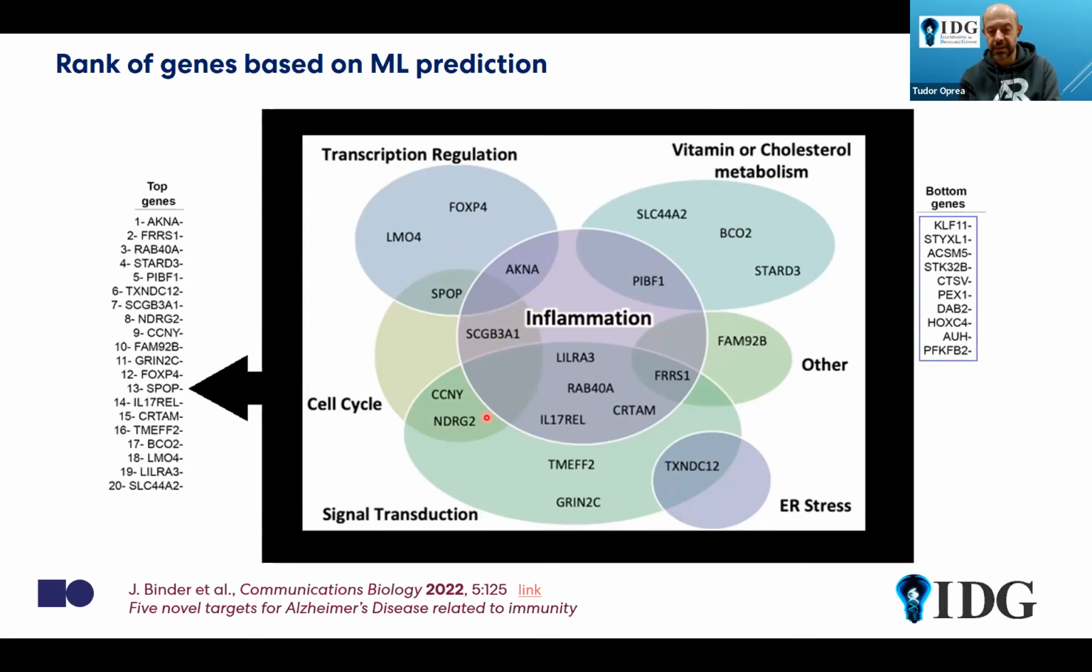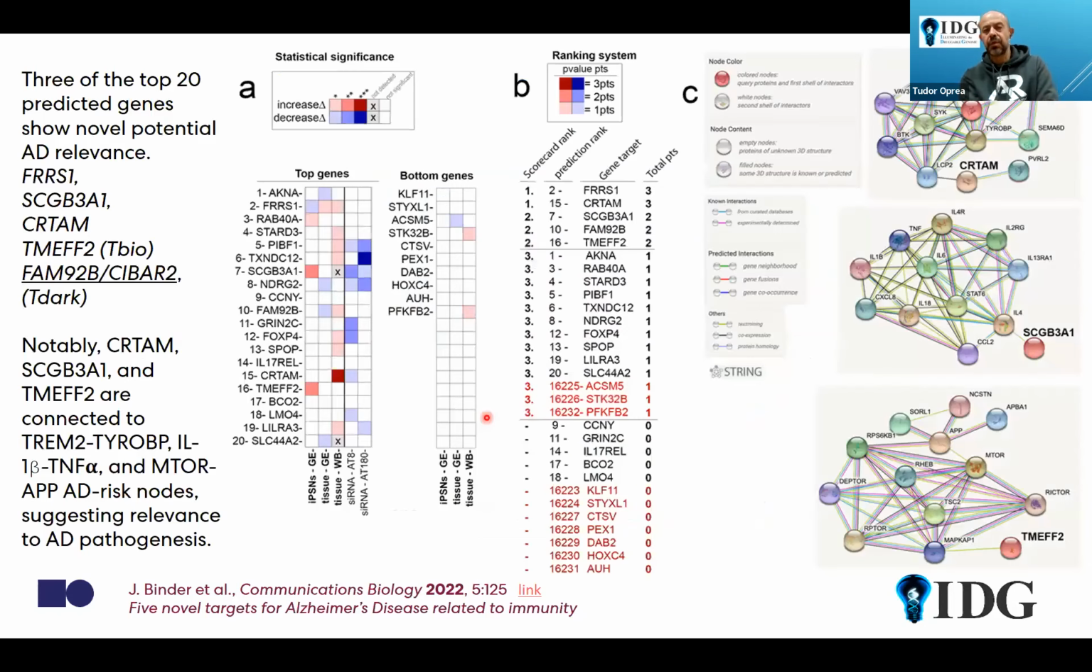So once the experiments were conducted by Jessica Binder in the Bhaskar lab, what we found was that among the different types of experiments, of course, not all genes were ranked equally, and not all genes were confirmed in each of the experiments. And this is somewhat consistent with what we found in the paper.